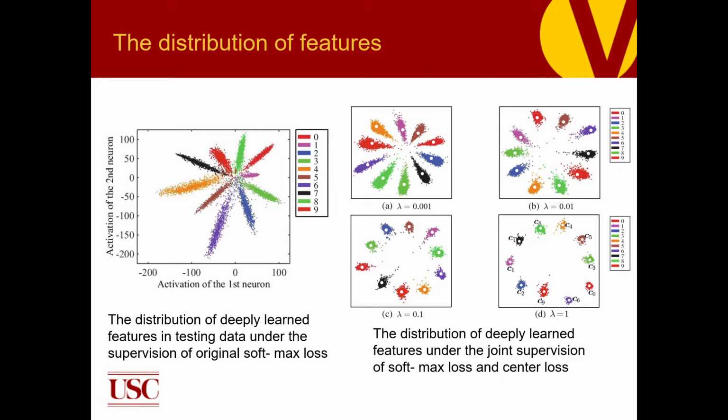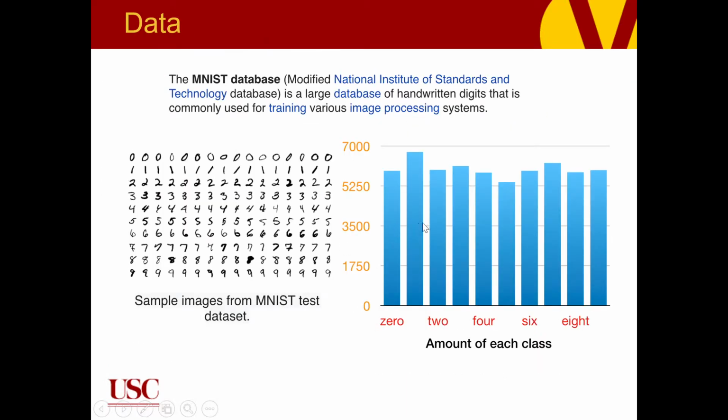For this experiment, our group uses the MNIST database. It's a database of handwritten digits from number 0 to number 9. There are almost 6,000 data points for each class.